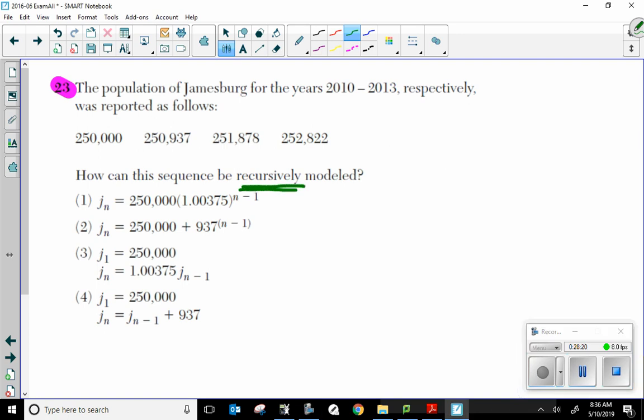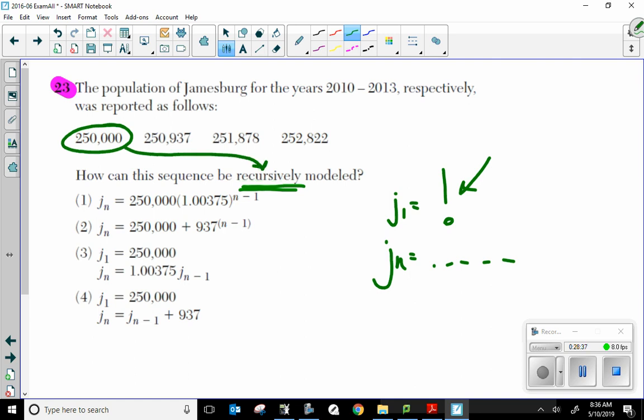If it's recursive, they have to give us the first element. They have to give us J1. They have to, okay? Then they give us something else to figure out all the other ones. They have to give us our beginning element. This has to be given. That is one of the definitions of recursive.